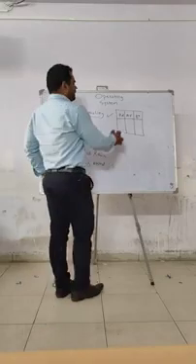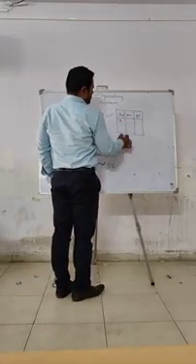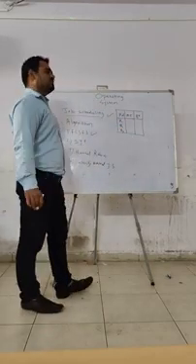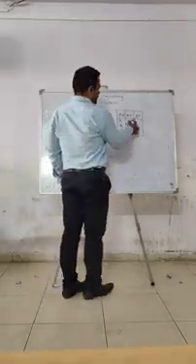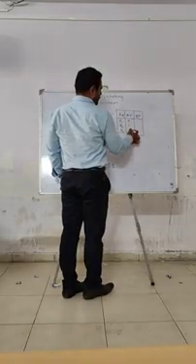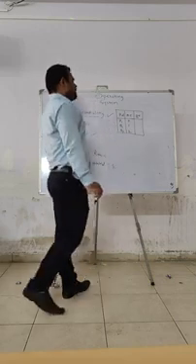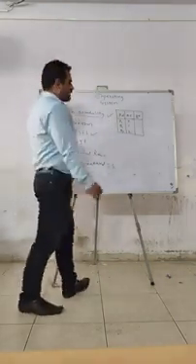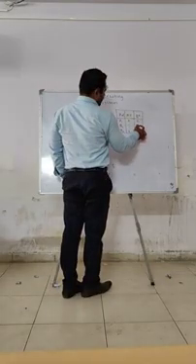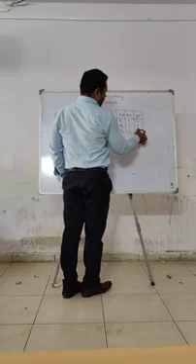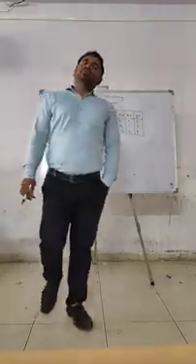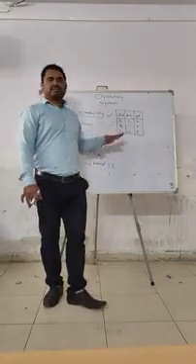So here we are given three processes: P1, P2, and P3. All processes have their arrival times. P1 has arrival time 0 millisecond, P2 has 1, and P3 has 2 millisecond. These processes also have their burst times. Process P1 has burst time 2 millisecond, P2 has 3 millisecond, and P3 has 4 millisecond. Now we will schedule these processes.